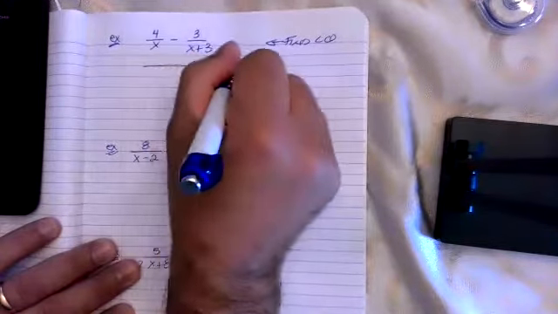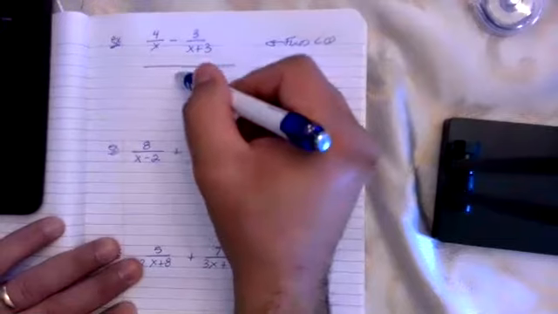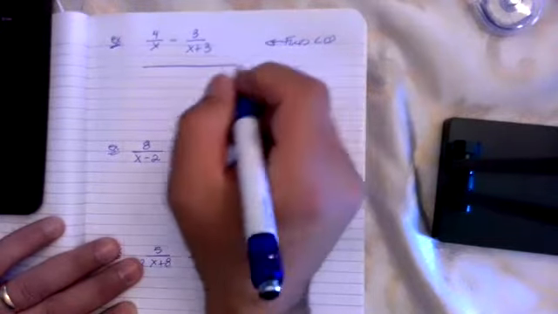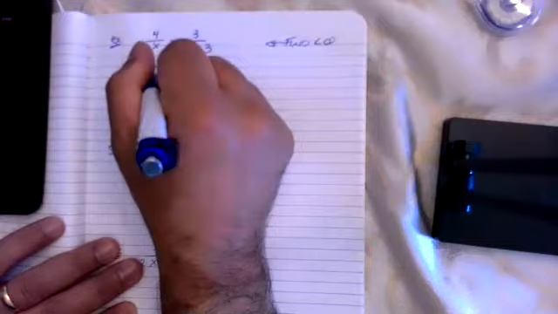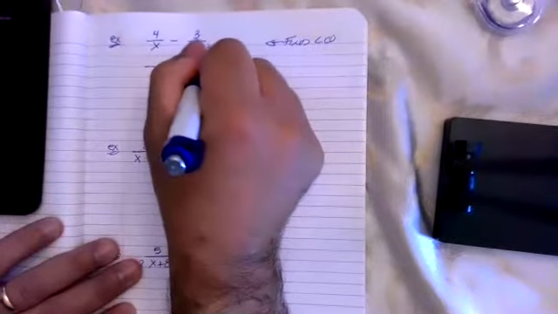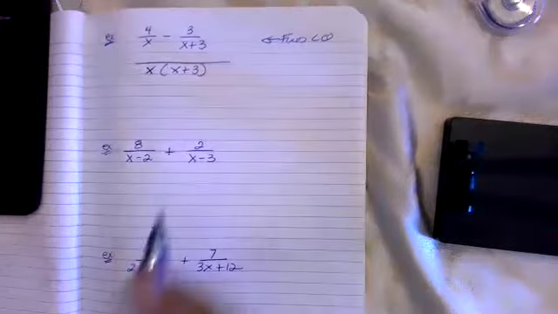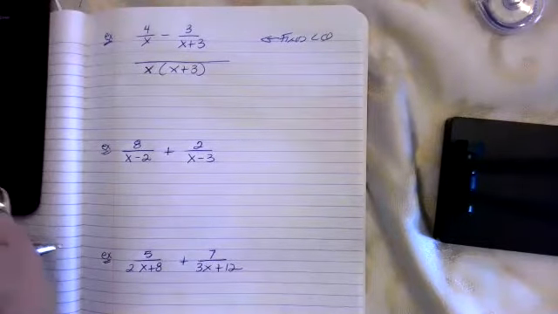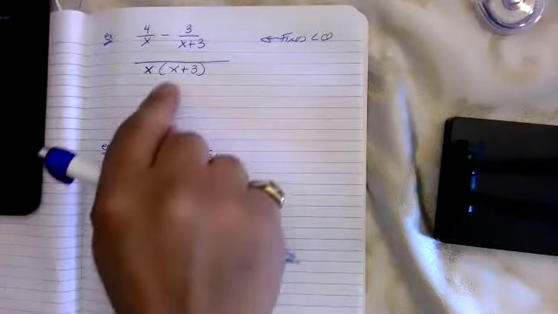And an LCD is a value where I'm going to be able to see this denominator can go into it evenly, and this denominator could go into it evenly. So I'm definitely going to need an x, because I need that to go into it. And I'm going to need an x plus 3. Right? This value, x plus 3, is together. Different from the problem before when they were attached by multiplication. These are attached by addition.